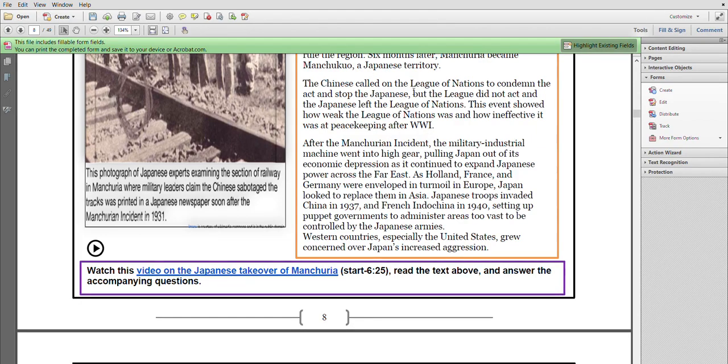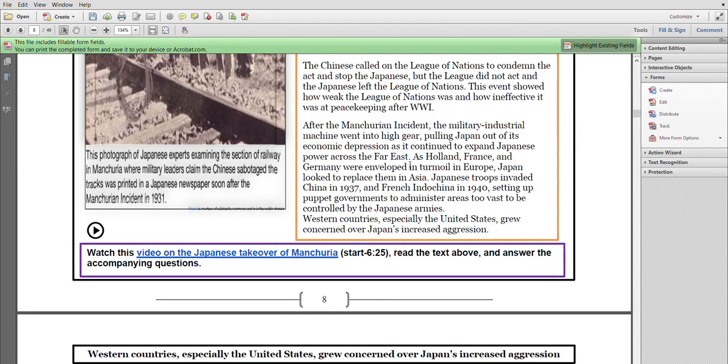The Chinese called on the League of Nations to condemn the act and stop the Japanese, but the League did not act, and the Japanese left the League of Nations. This event showed how weak the League of Nations was and how ineffective it was at peacekeeping after World War I. After the Manchurian incident, the military-industrial machine went into high gear, pulling Japan out of its economic depression as it continued to expand Japanese power across the Far East.